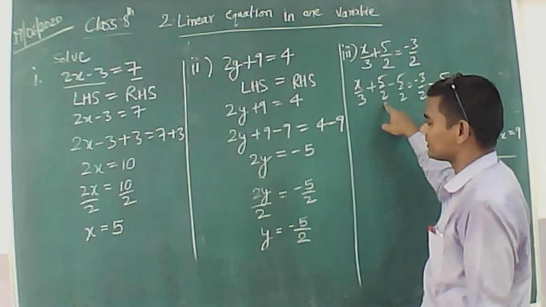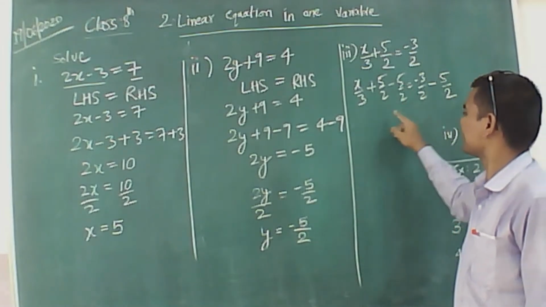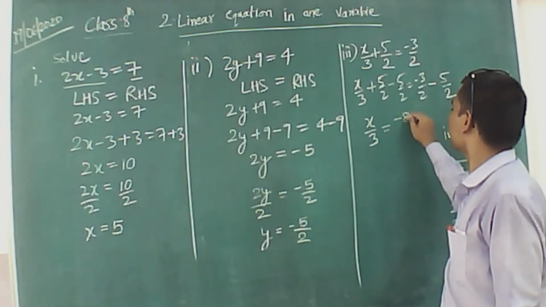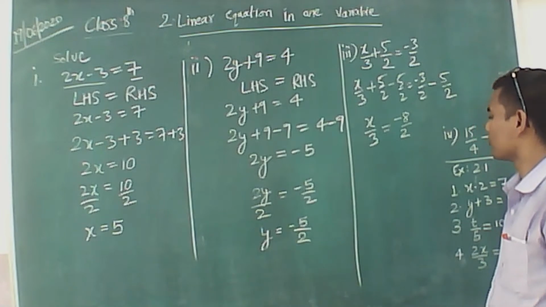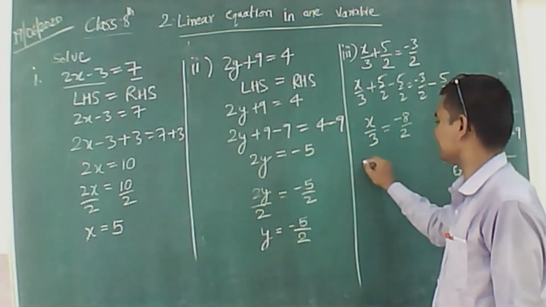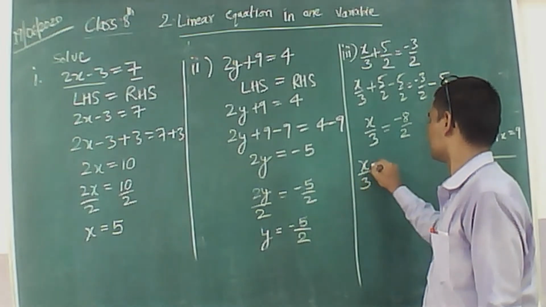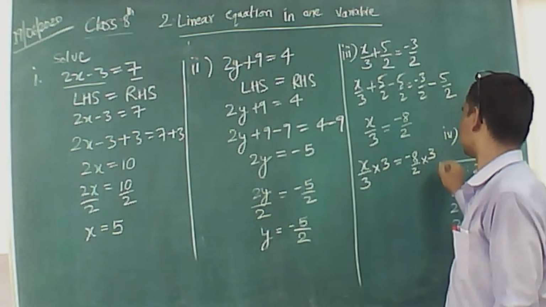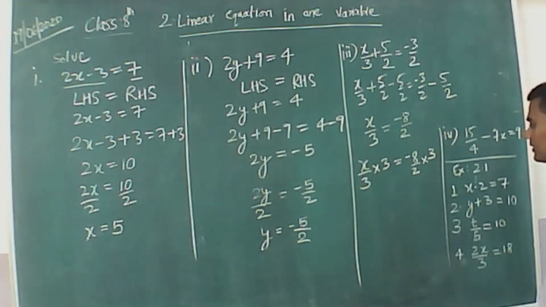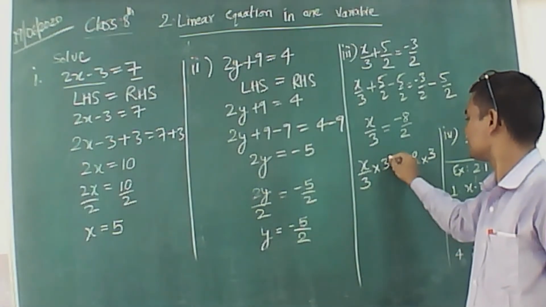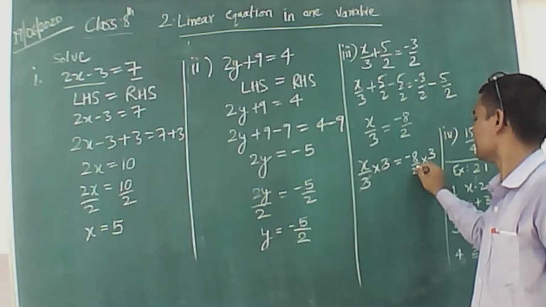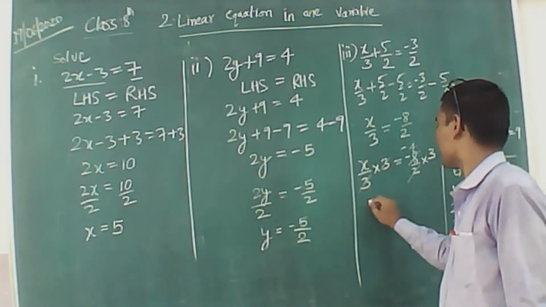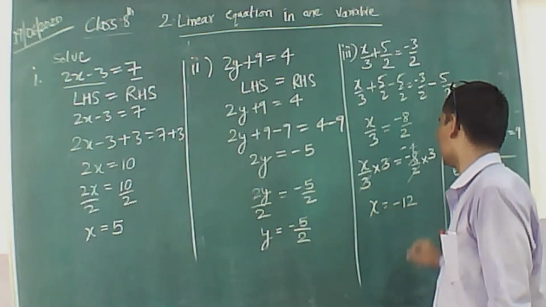So this is plus 5 by 2 and this is minus 5 by 2. Both will get cancelled and we are left with x by 3 is equals to minus 3 and minus 5, minus 8 by 2. Now we are going to multiply with 3 on both the sides. Here this 3 and this 3 will get cancelled and here 2 fours are 8, minus 8 into 3. So x is equals to minus 4 into 3, minus 12.